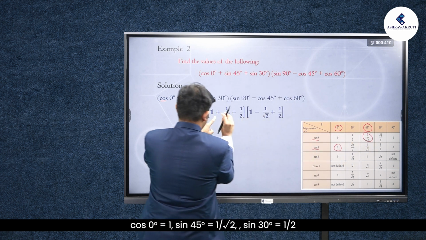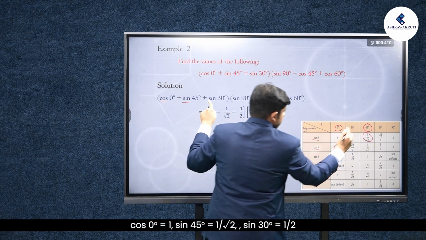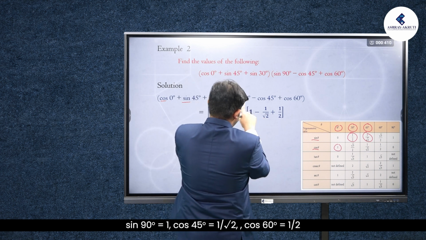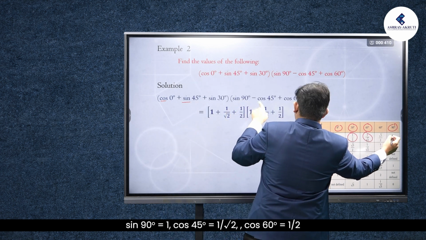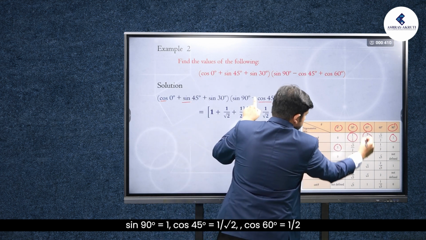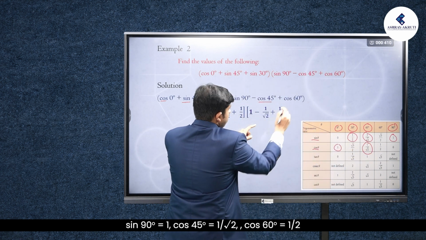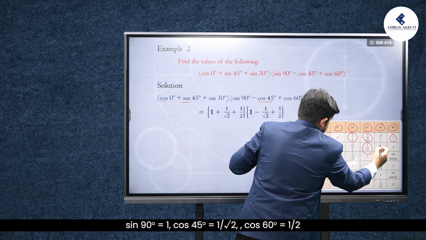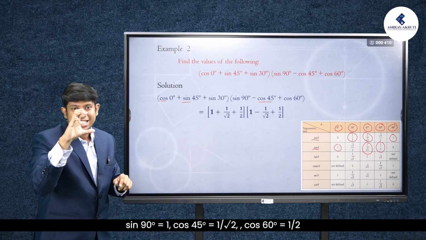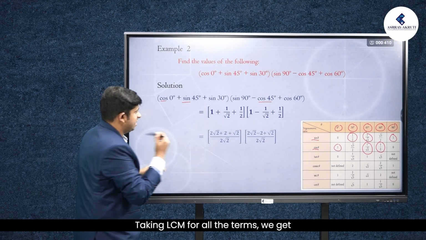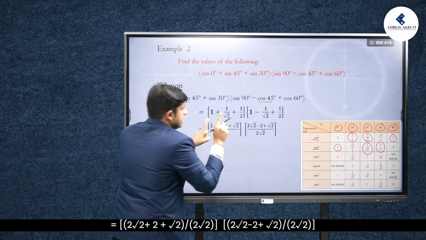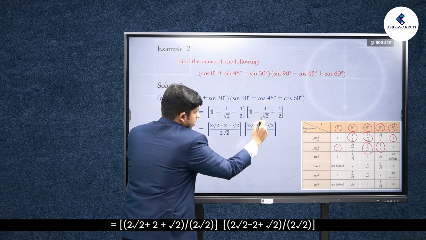Cos 0 degrees is equal to 1, sin 45 degrees is equal to 1 by root 2, sin 30 degrees is equal to 1 by 2, sin 90 degrees is equal to 1, cos 45 degrees is equal to 1 by root 2, cos 60 degrees is equal to 1 by 2. Taking LCM for all the terms, we get 2 root 2 plus 2 plus root 2 by 2 root 2 into 2 root 2 minus 2 plus root 2 by 2 root 2.